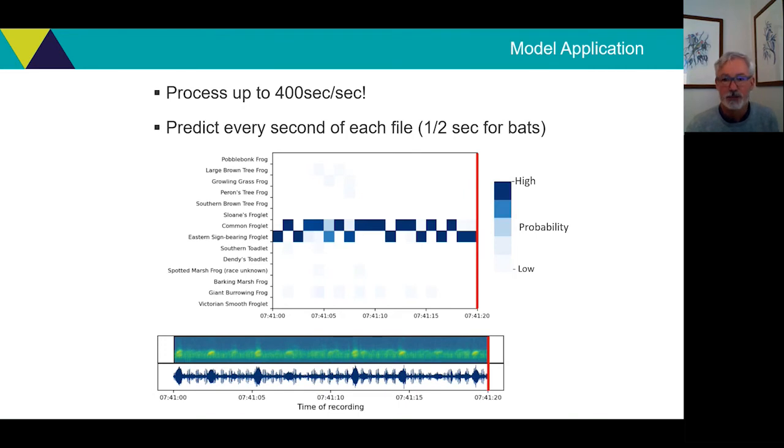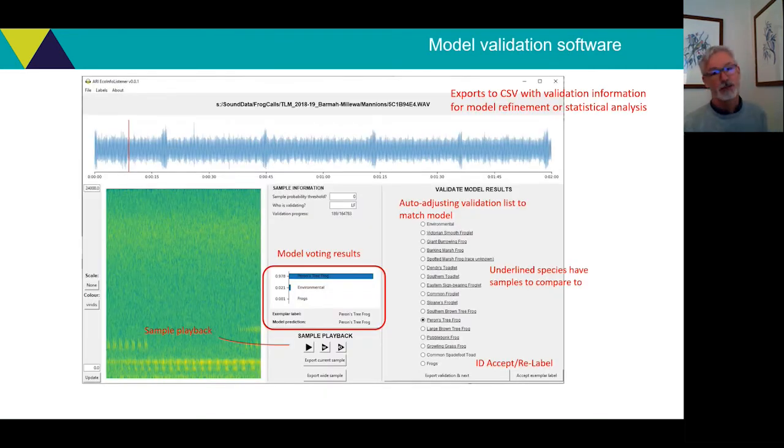And so to do that, we have another software package called the model validation software, and this is absolutely essential. For instance, amongst the frogs again, we discovered growling grass frogs in an area we didn't expect. And we thought, wow, there's no growling grass frogs there. And then when you go to the model validation, this software will bring up the exact file out of the thousands you may have recorded.